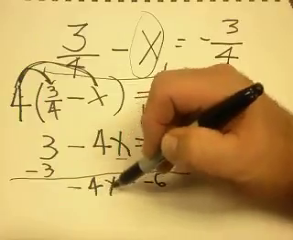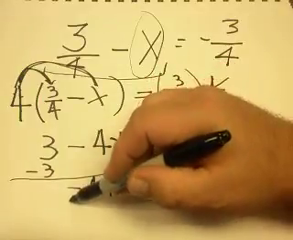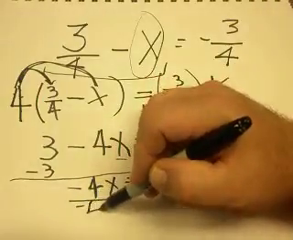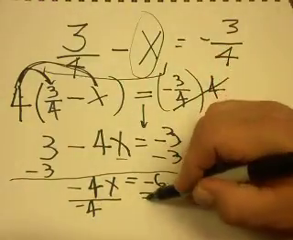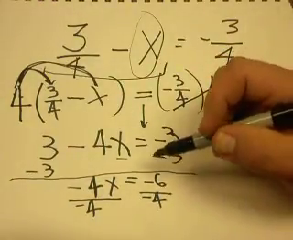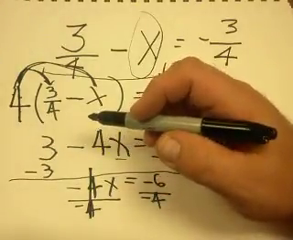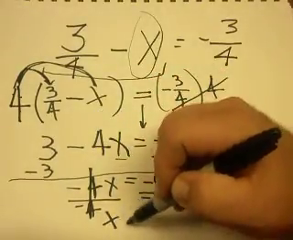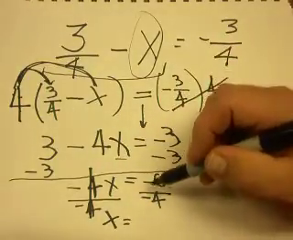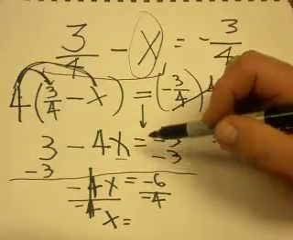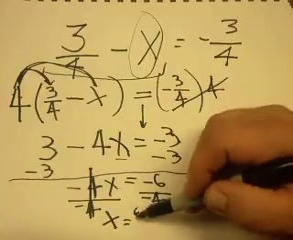Now this is negative 4 times x. I want to divide both sides by negative 4 because I want to get that x by itself, and I want to do the opposite. So negative 4 divided by negative 4 is a positive 1 because negative divided by negative is a positive, so I get positive x. And I've got negative 6 and negative 4, so a negative divided by a negative is a positive, so I got 6/4.